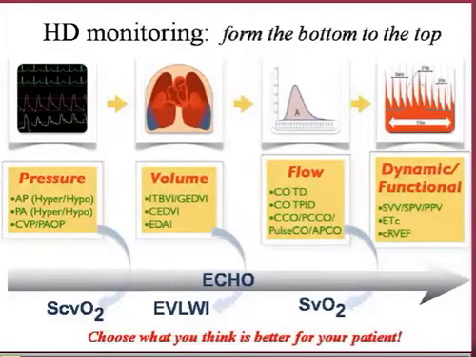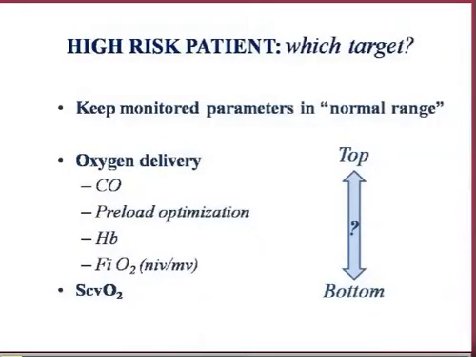And of course, we can't be without an echo machine, depending on what kind of surgery or ICU you work in. The problem is that we usually keep the normal values of our parameters. And it's true, whether it is cardiac output or ScvO2 or whatever you want. The question is, which is the top or the bottom? Do you want to begin from here or from the other side?